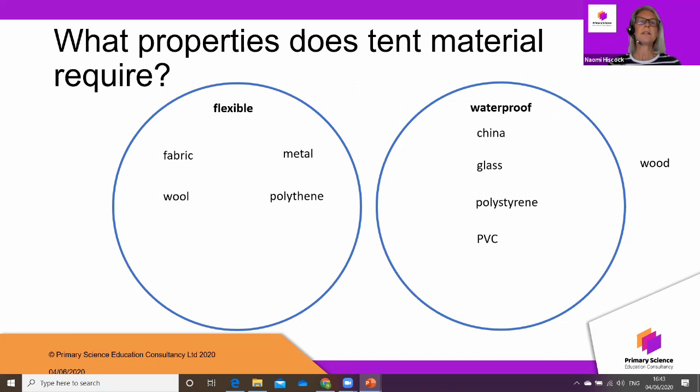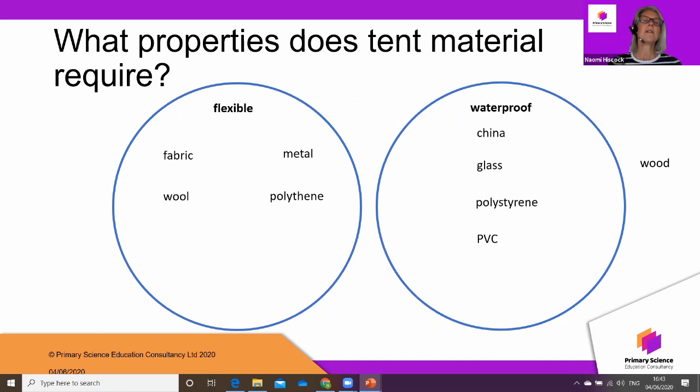But what you're probably noticing there and thinking Naomi's gone mad is that metal and polythene are actually waterproof as well. But when children are doing this, they'll often pick up a material and put it in the right circle for themselves. And then a child will spot that somebody's put a material in the wrong place, and they'll sneakily move it from one hoop to the other. And then the child that first sorted it will move it back again.